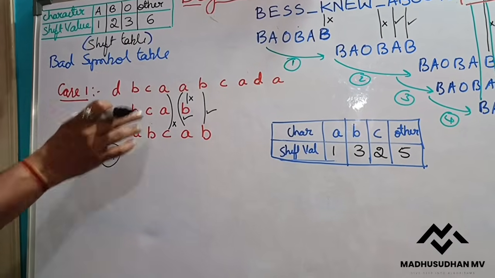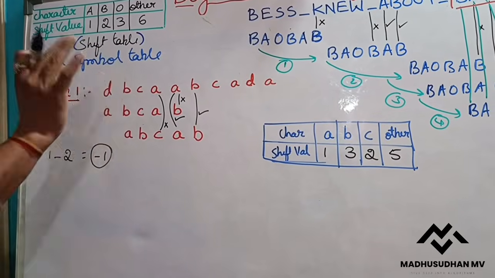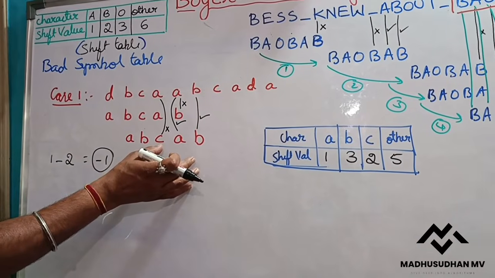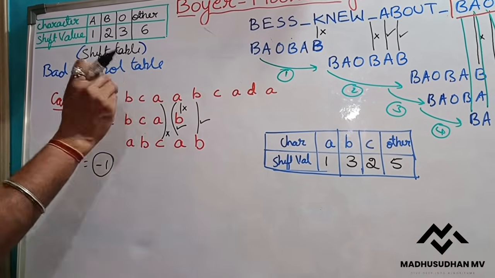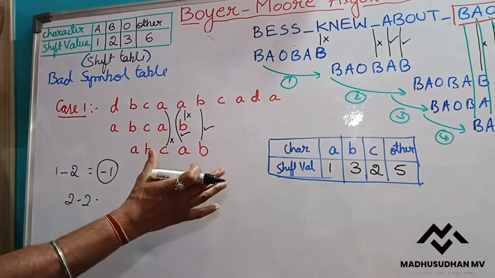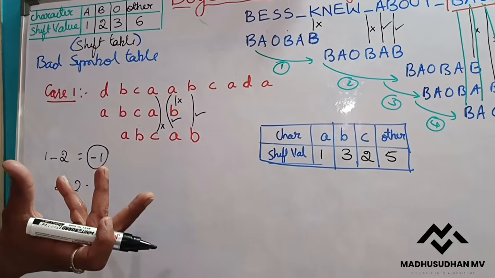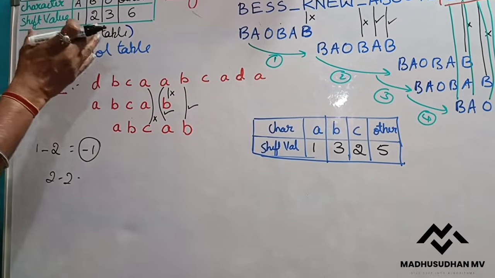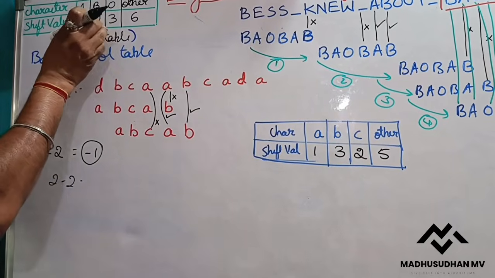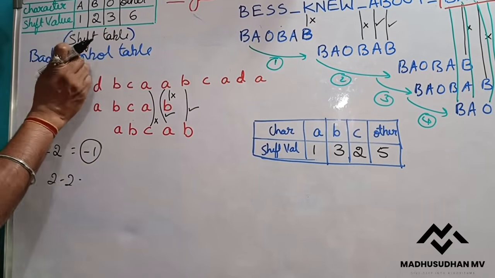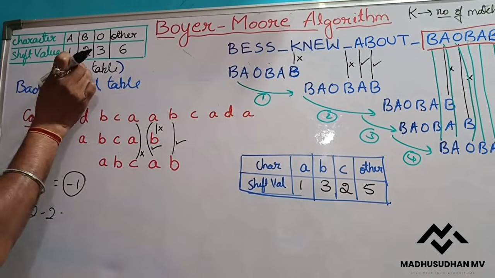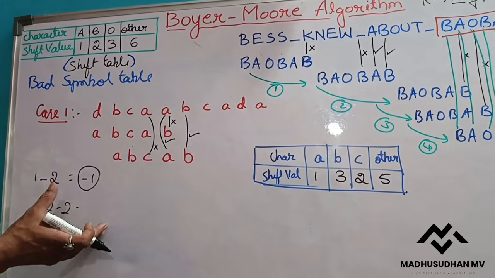Sometimes, assume the shift value of A is 2, but 2 characters have been matched. Then 2 minus 2 is 0. Shift the pattern towards the right by 0 positions. That doesn't have meaning. So that is the problem with the shift table generated by the Horspool algorithm. That's why this shift table is called the bad symbol table by the Boyer-Moore algorithm. Boyer-Moore calls this shift table a bad symbol table because of this reason.